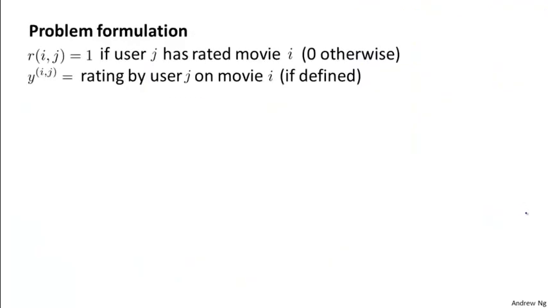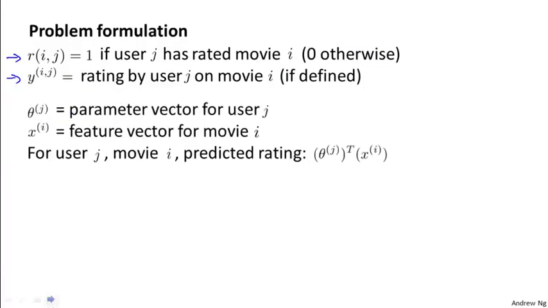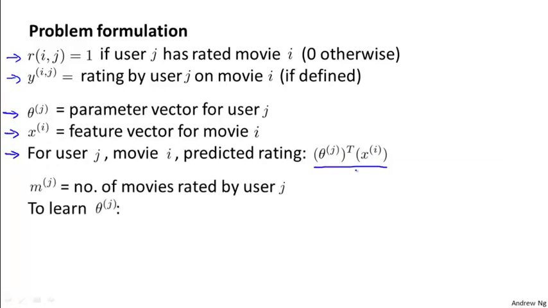More formally, here's how we can write down the problem. Our notation is that Rij is equal to 1 if user j has rated movie i, and Yij is the rating of that movie if that rating exists, that is, if that user has actually rated that movie. On the previous slide, we also defined theta j, which is a parameter for each user, and xi, which is a feature vector for a specific movie, and for each user and each movie, we predict that rating as follows. Let me temporarily introduce one extra bit of notation, mj. We're going to use mj to denote the number of movies rated by user j. I'm going to need this notation only for this slide.